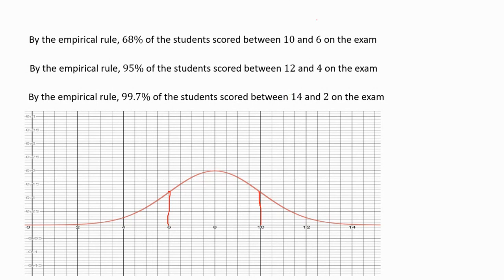And this is also saying about 95% scored between 12 and 4. So 95% scored between 4 and 12, including this part. So all this accounts for 95% of the students. And then finally, if we keep going, from 2 out here to 14, almost all the students, 99.7%, scored between 2 and 14.